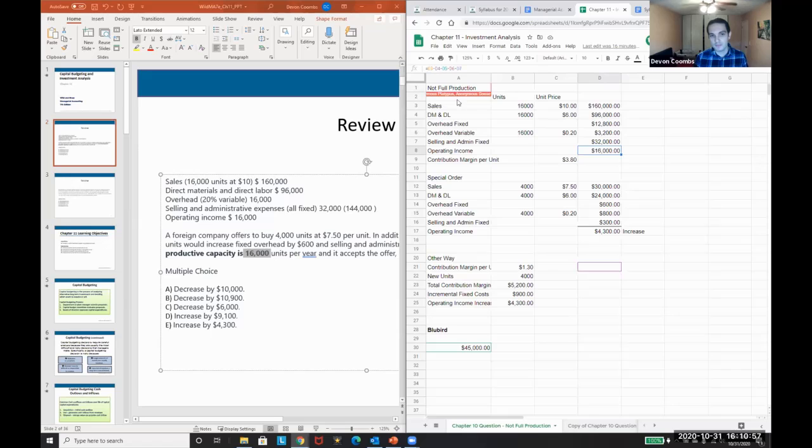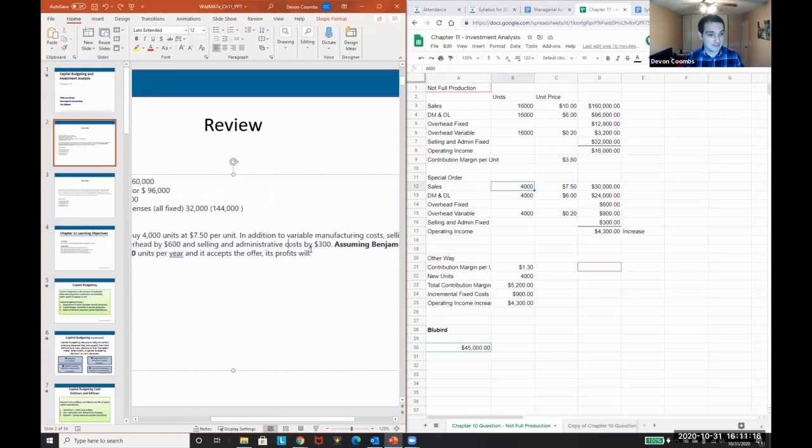So if we are not at full production and we can decide to sell an additional 4,000 units, we can assess how that would impact our business. The way it would impact our business is our fixed costs shouldn't change unless it's explicitly stated in the question. And here it says that our fixed costs increased our overhead by 600 and administrative costs by 300 in order to take the special order. So we'd add the 600 of fixed overhead and the 300 of selling and admin in order to get to a reduction of income.